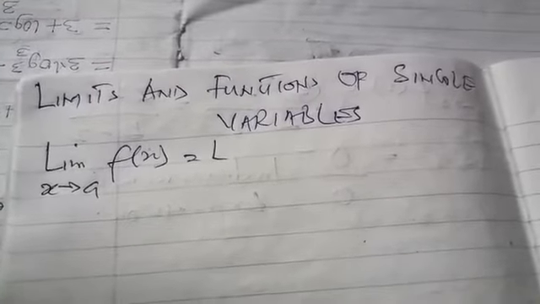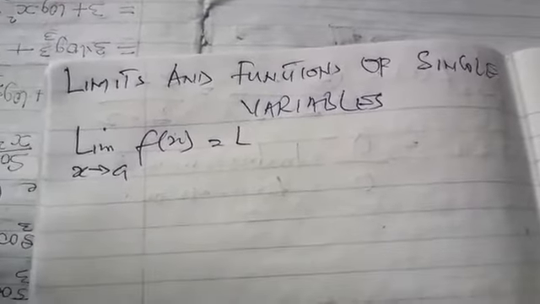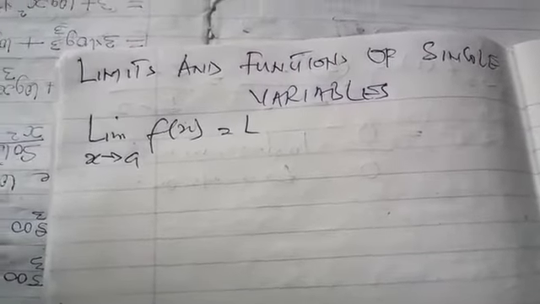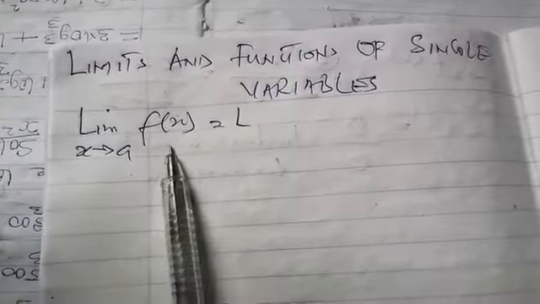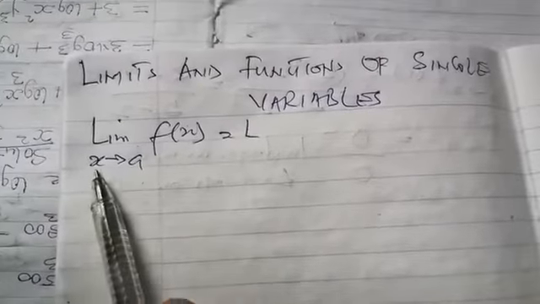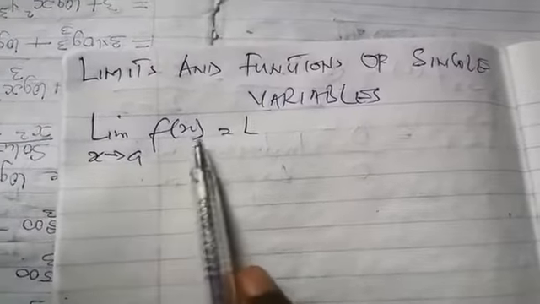Today we'll start a series on calculus, starting with limit and functions of single variable. Limit explains the behavior of a function around a point. For instance, the limit as x tends to a of the function f of x equals L, meaning that as the value of x approaches a, the function f of x becomes the value of L.